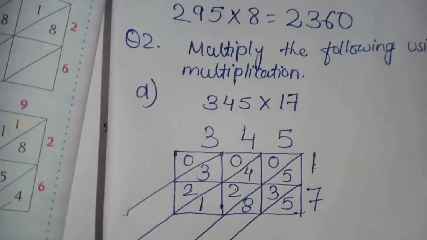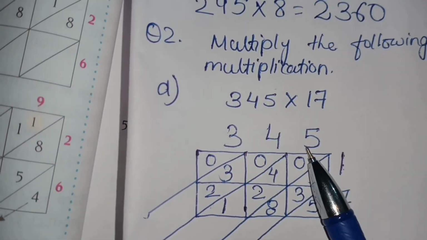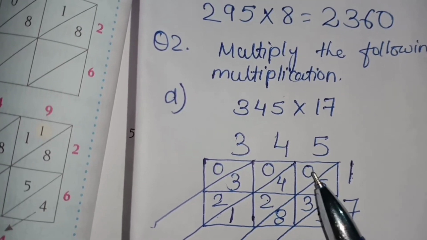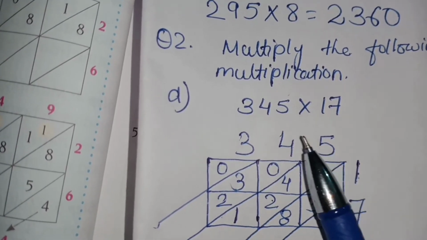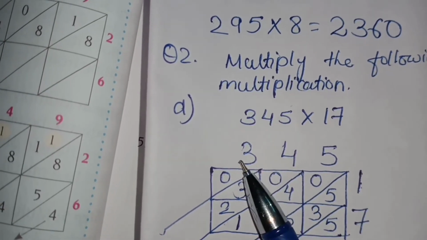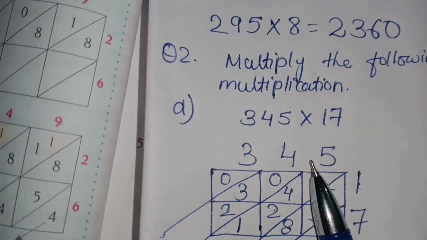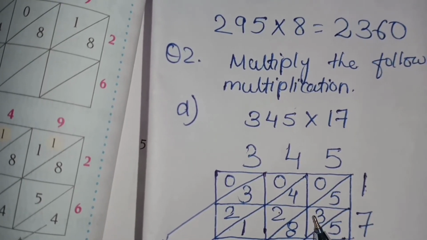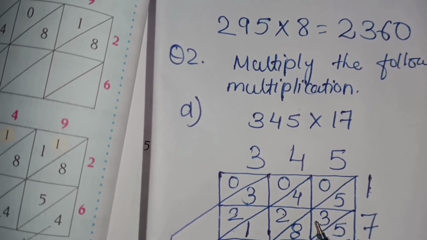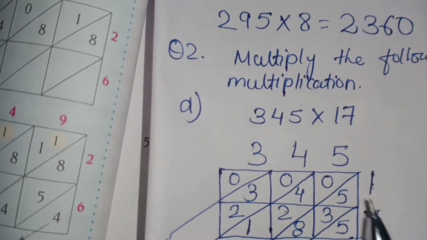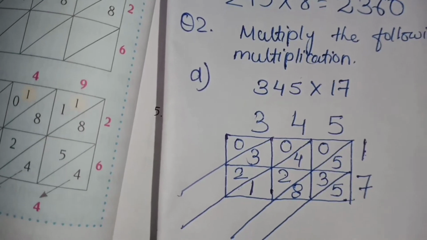I'll repeat it one more time. 1 5s are 5. Why have I written 0 here? Because in the tens place nothing was there, so 0, then 5 in ones place. 1 4s are 4. Here it will be 0, here it will be 4. 1 3s are 3. Now 7 5s are 35. So 3 we will write in tens place, 5 will write in ones place. 7 4s are 28. 7 3s are 21.